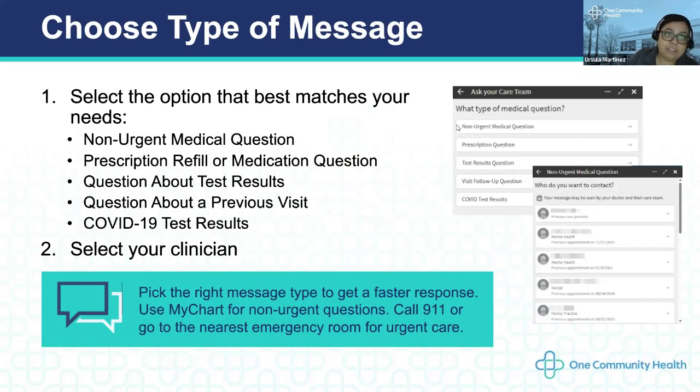Choose a type of message. So select the option that best matches your needs: non-urgent medical questions, prescription refills or medication questions, questions about test results, questions about your previous visit, or COVID-19 test results. Once you've selected your question type, then you're going to select your clinician. You're going to pick the right message type to get a faster response. Use MyChart for non-emergency questions. Call 911 or go to the nearest emergency room for urgent care.